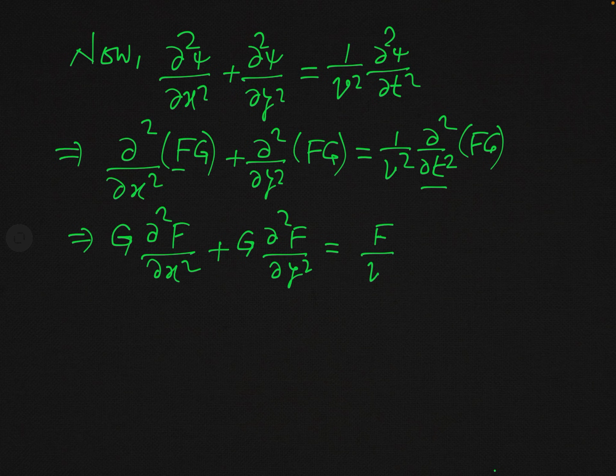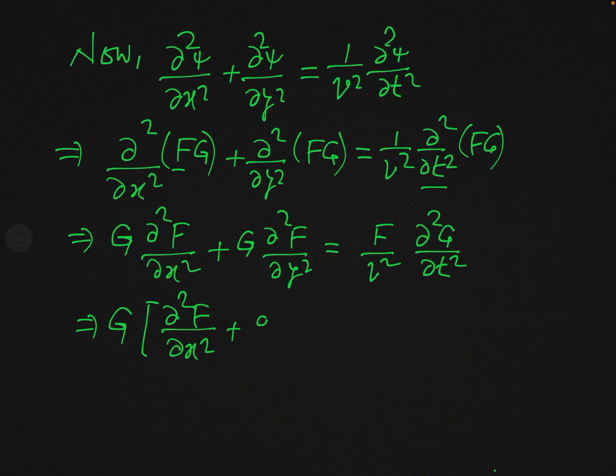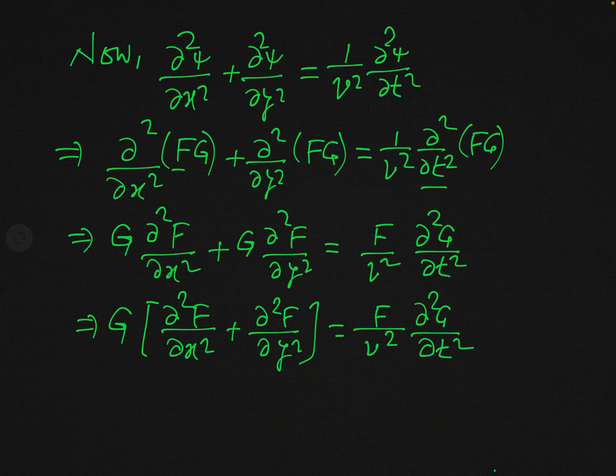So this is f over v square del 2g by del t square. Now you can take this capital G as a common factor in LHS. So this is g times del 2f by del x square plus del 2f by del y square, and this is equal to f over v square del 2g by del t square.